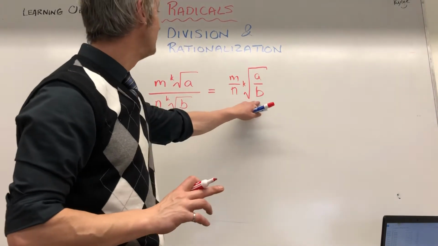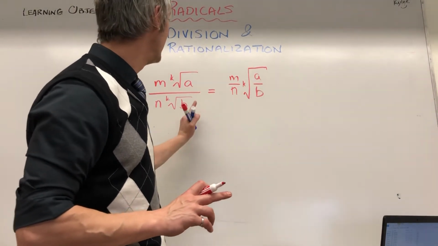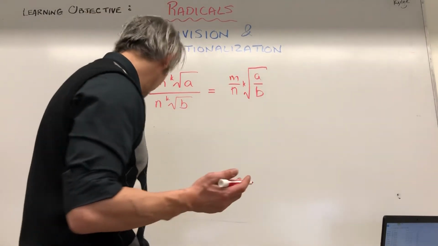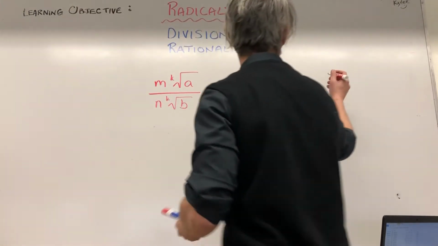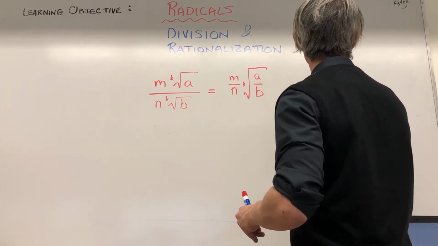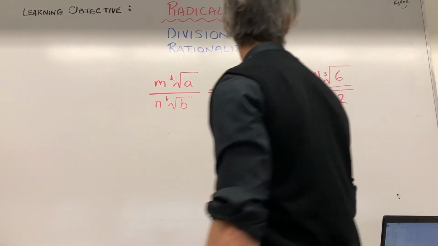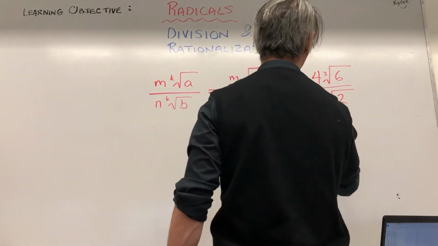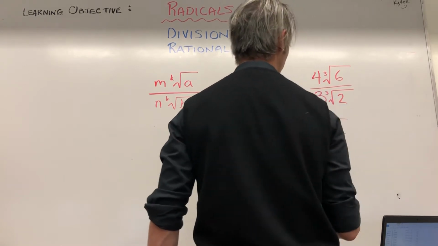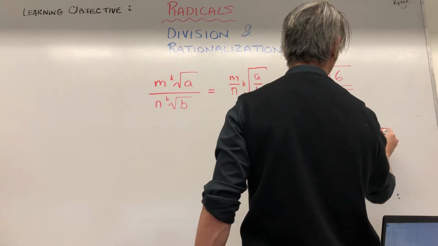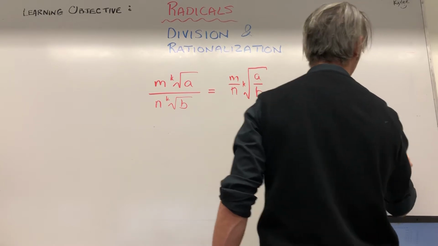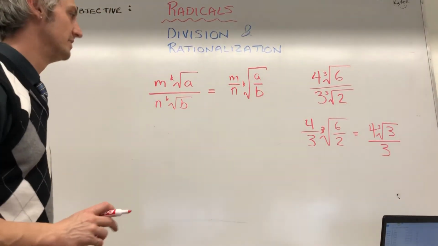Okay, so what happens is we basically can divide. We can put a and b under the same radical root, and we can do the division like that. So what does that look like? Well, if I have 4 cubed root of 6 divided by 3 cubed root of 2, I can rewrite this as 4 over 3 times the cubed root of 6 over 2, which is 6 divided by 2 is 3, so I get 4 cubed root 3 over 3. And this is what I can do with division.